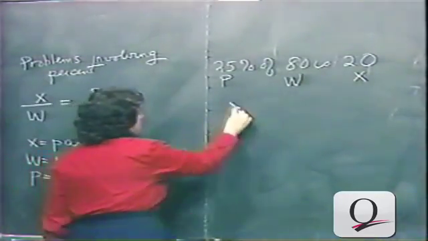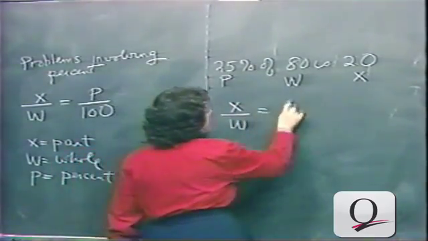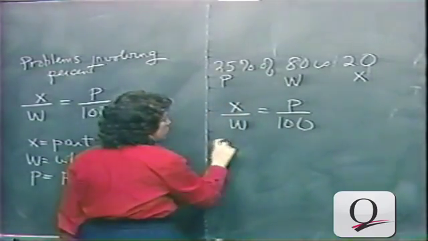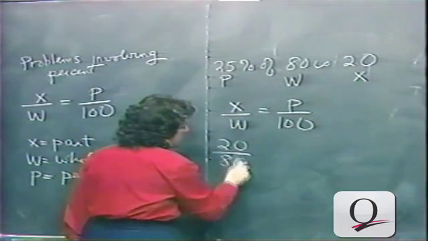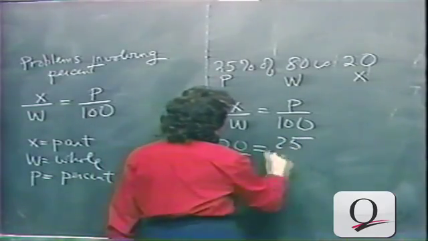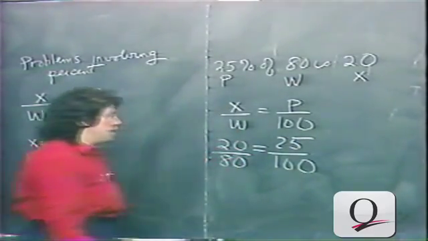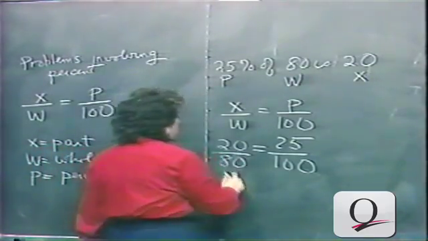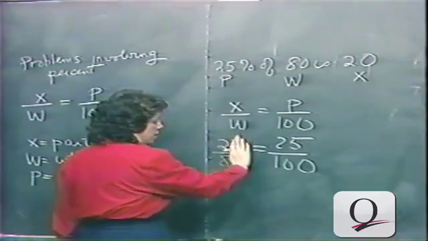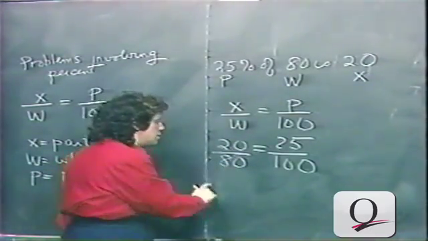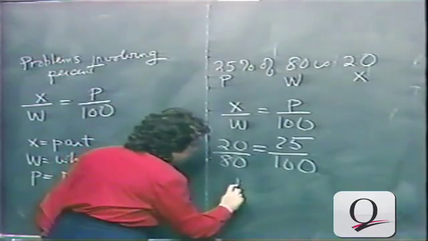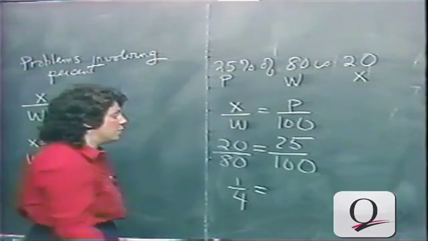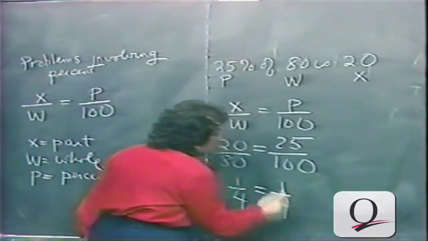Setting up the proportion, x is to w as p is to 100. We would have that x is to w, 20 is to 80, as 25 is to 100. And this is a true statement. You can see that either by reducing both fractions to lowest terms, 20 over 80, dividing top and bottom by 20 leaves you with 1/4. 25 over 100 dividing top and bottom by 25 leaves you once again with 1/4. This is a true statement.